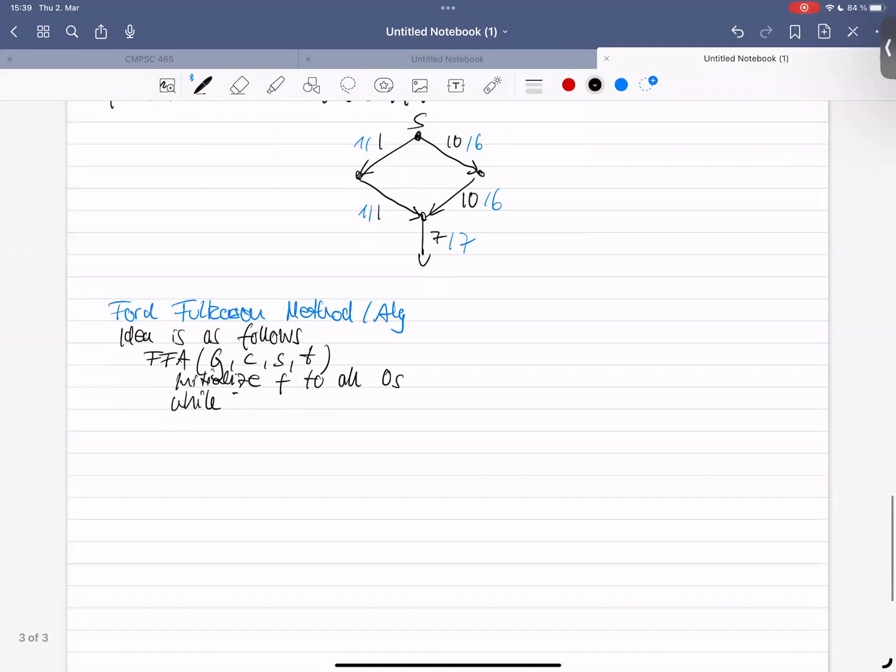You do this until you cannot find any such path anymore. So while there exists a path from source to sink, with, and I will be a bit vague here at this point, with spare capacity, you simply use up that capacity, meaning that you add this particular leftover capacity to your flow. And I'll show you an example what that means. You use that capacity.